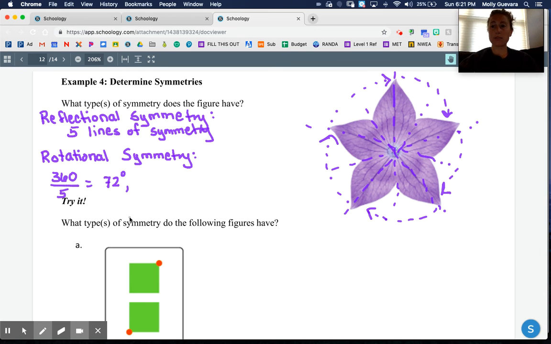And then the next one after 72, I add another 72, which is 144. And then I add another 72, which is 216. And I add another 72, which is 288. And then I add another 72, which is 360. So I have reflectional symmetry and rotational symmetry. The last one is, do I have point symmetry? 180 degrees is not one of the degrees that I can rotate this. So I do not have point symmetry. There's no point symmetry.